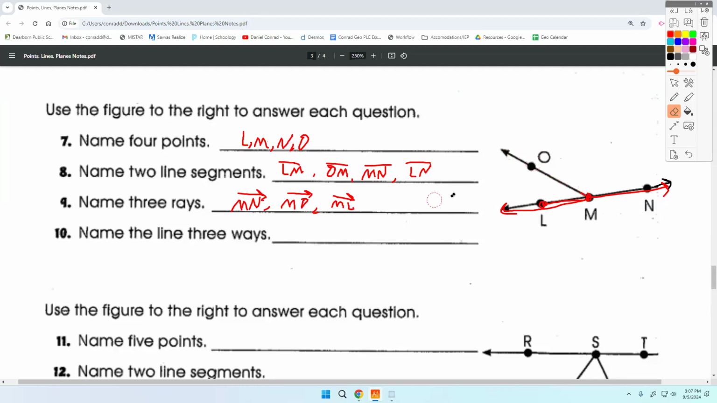Okay, and then our line, we're going to name this line in 3 ways. To name the line, we got to pick 2 letters and put the line symbol on top. So we could do LM. We could do MN. Or we could do LN. You could also switch those letters. So you could do ML, NM, or NL, as long as you got the line symbol on top.